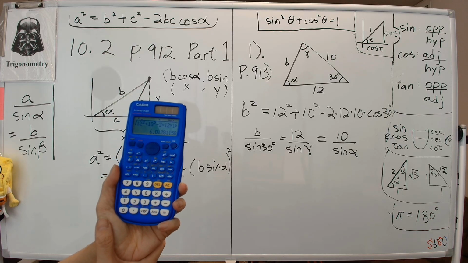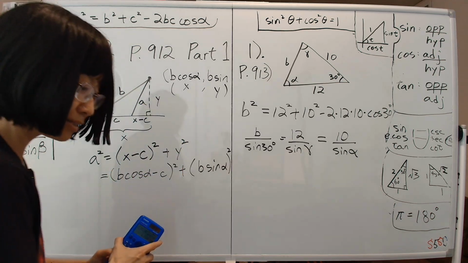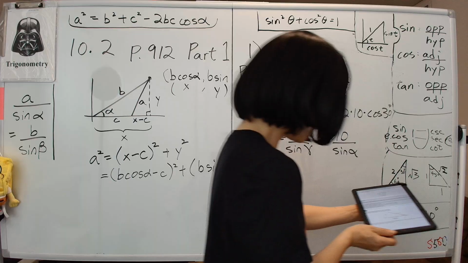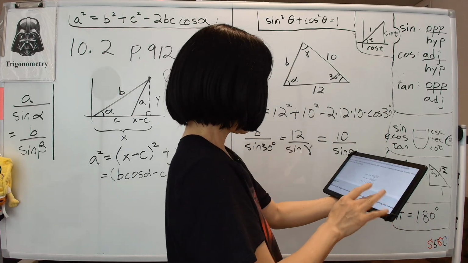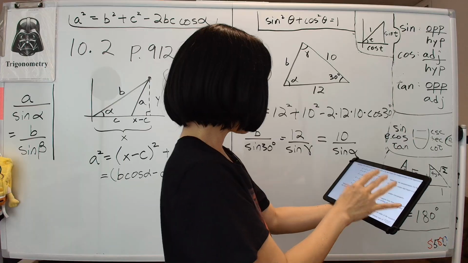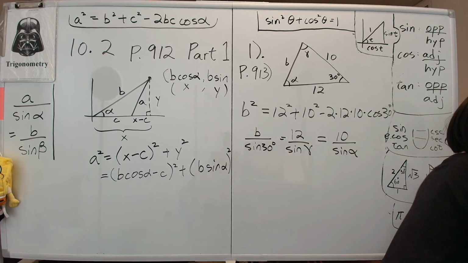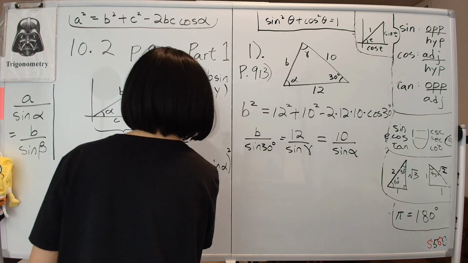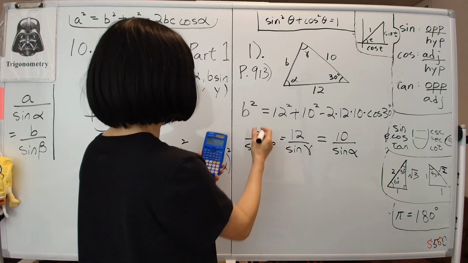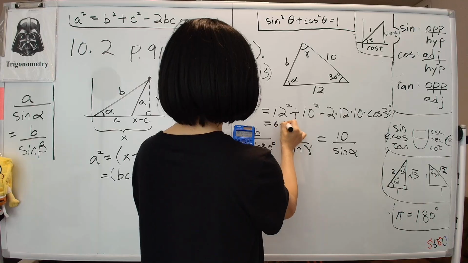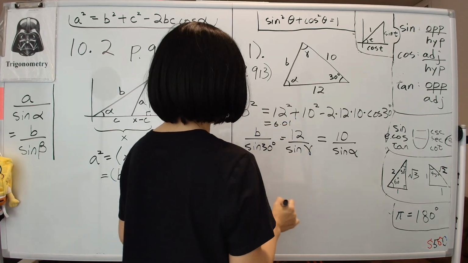Okay, it equals 6.01. And let's see what the book says and see if I got it right before we go forward. Okay, let's see, next page. B is 6.01. That is correct. All right, so far so good. Okay, and so we have B equals 6.01, and then that's that.